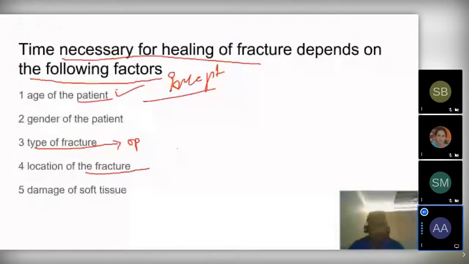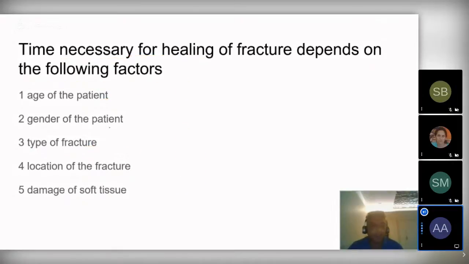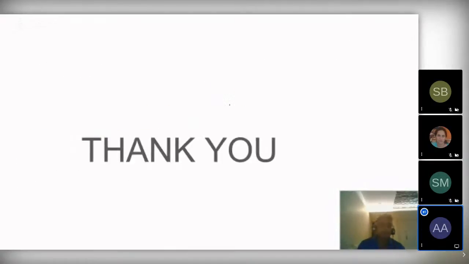Location of the fracture, again metaphyseal bone heals much faster than diaphyseal bone. Damage to soft tissue. See, bone draws blood supply from the endosteal circulation and from the surrounding muscles by the periosteum. So damage to soft tissue, or open fracture, again means delayed healing. You have never heard that there is a difference in fracture healing depending upon the gender of the patient. Fracture healing duration is the same whether for males or females. Such a wonderful question, this one. Okay. Thank you.